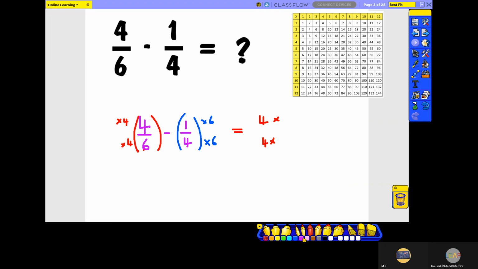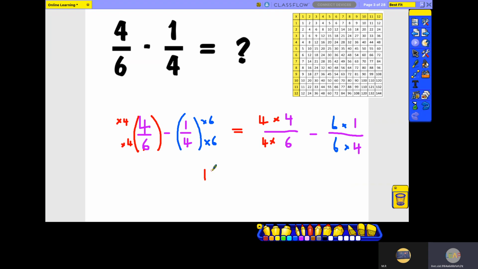So that is the original fraction, which is 4 over 6. So 4 times 4 and 4 times 6. And you will subtract that by 1 over 4, but that 1 over 4 is being multiplied by 6. Now, I've kept the color coding. You can match them up and see what I've done. So as you can see, we were multiplying by the opposite denominator, times by 6. You do the numerator times by 6 and the denominator times by 6. Now, all we need to do is work these out.